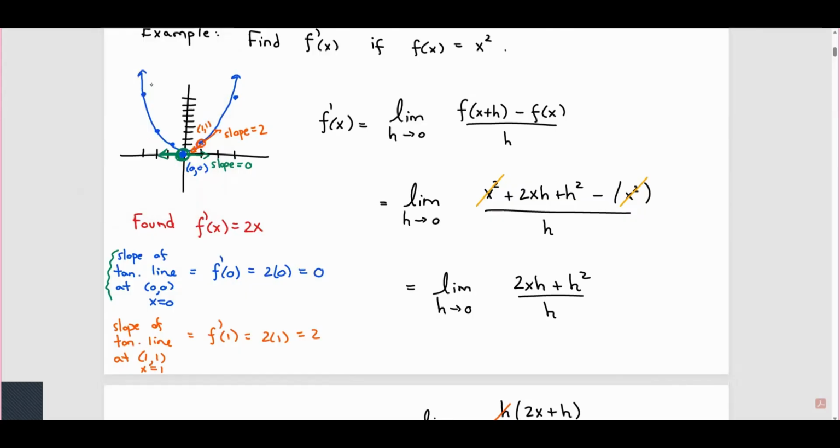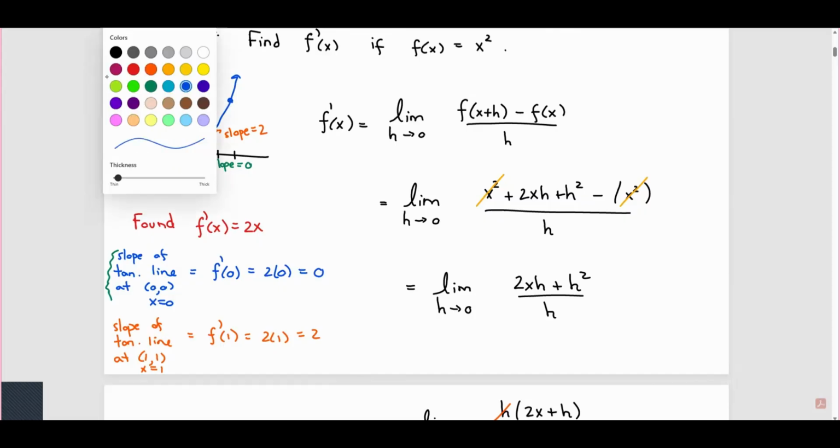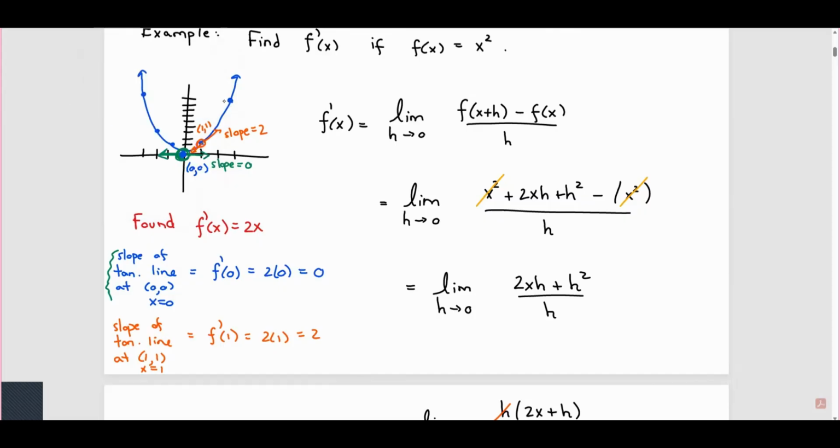Let's do one more. I'm going to use purple this time. This point is so horribly drawn here, but this point is supposed to be 3, 9. So this is my point 3, 9 on my parabola. And let's try to draw our tangent line. I know, I'm just horrible at drawing them, but there's my tangent line, and I want to know what the slope is. Okay, so now we have some things to compare it to.